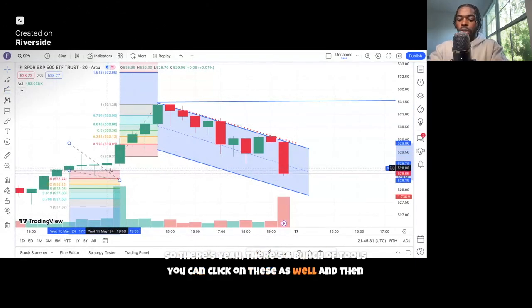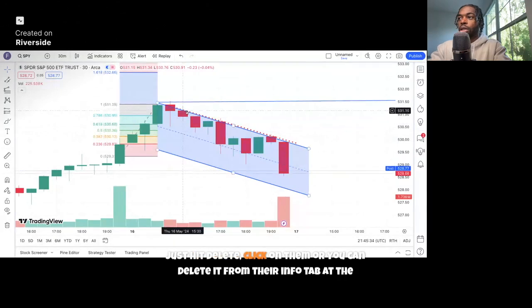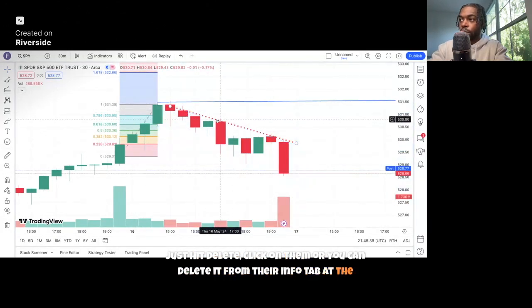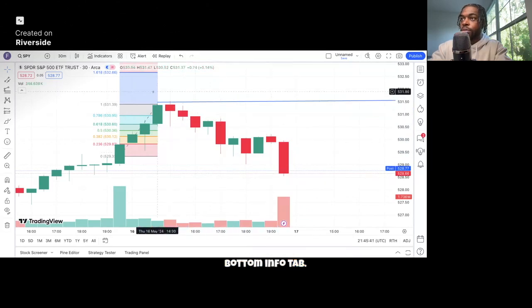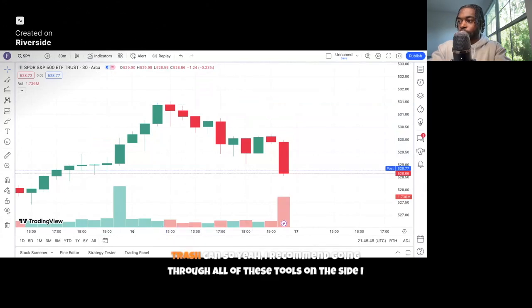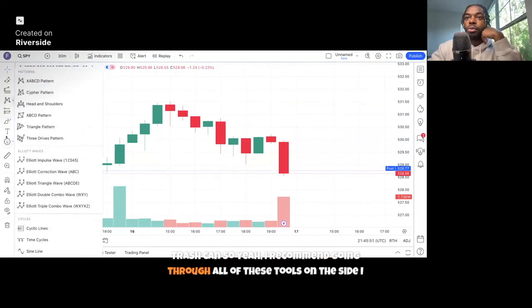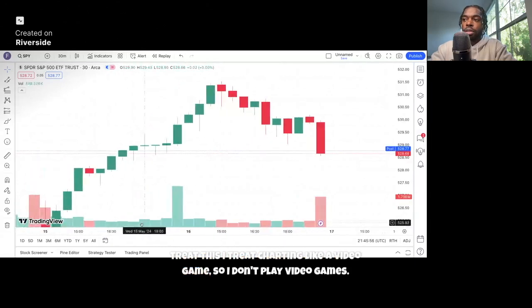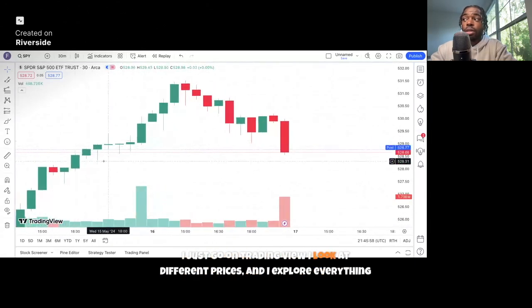You can click on these as well and then just hit delete. Click on them, or you can delete it from their info tab at the bottom. Info tab. Click on it. Trash can. Click on it. Trash can. So yeah, I recommend going through all of these tools on the side. I treat charting like a video game. I don't play video games. I just go on TradingView. I look at different prices and I explore everything.